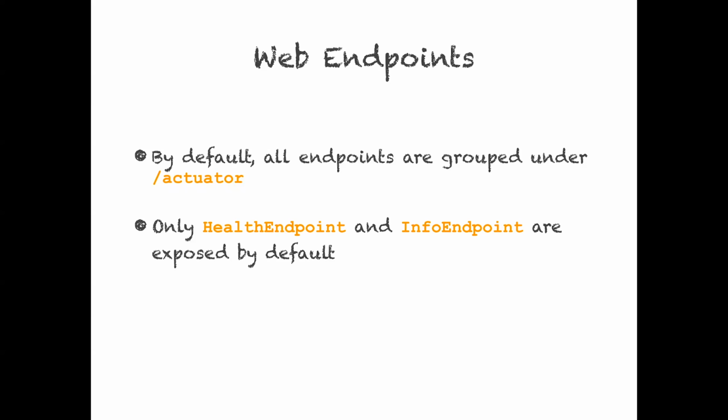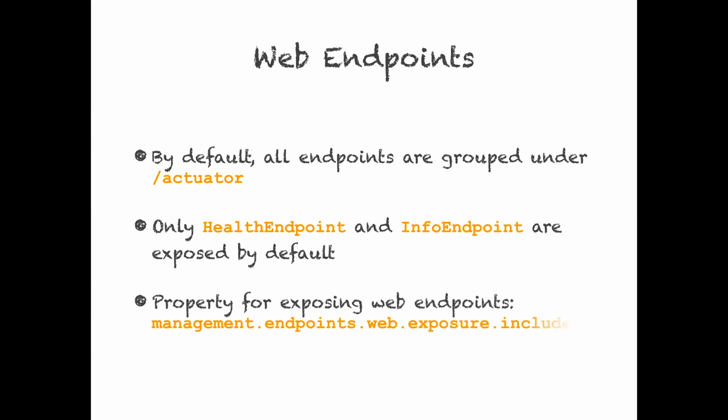Like I mentioned, only the health and info endpoints will be available by default for security reasons, but you can turn on the actuators that you wish to be available over HTTP using the management.endpoints.web.exposure.include property.